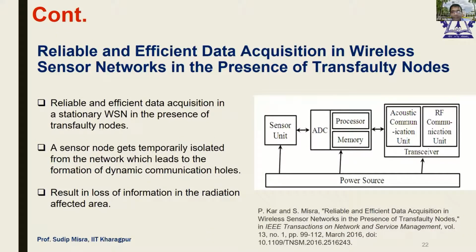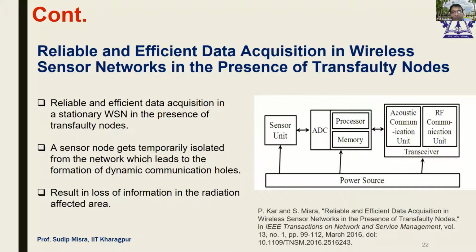This is actually a very primitive work. I just picked it up to show you what is important. This particular work was published in the TNSM journal, IEEE TNSM, in the year 2016. Actually, it was done even a few years back. Here we are talking about sensor nodes or IoT nodes which misbehave. There are so many different types of misbehaviors in the literature, but we identified a new type of misbehavior, the transfaulty misbehavior, where the nodes can sense, however, they cannot communicate.